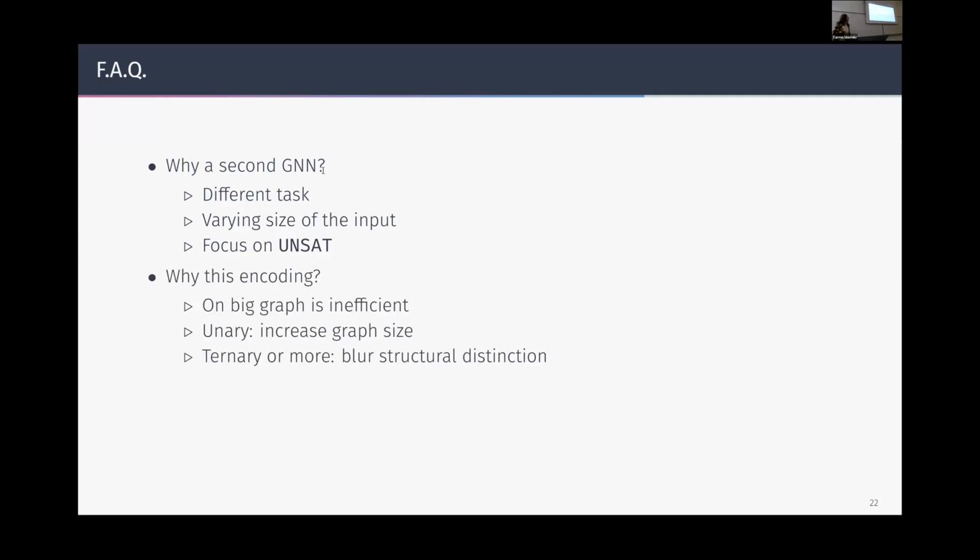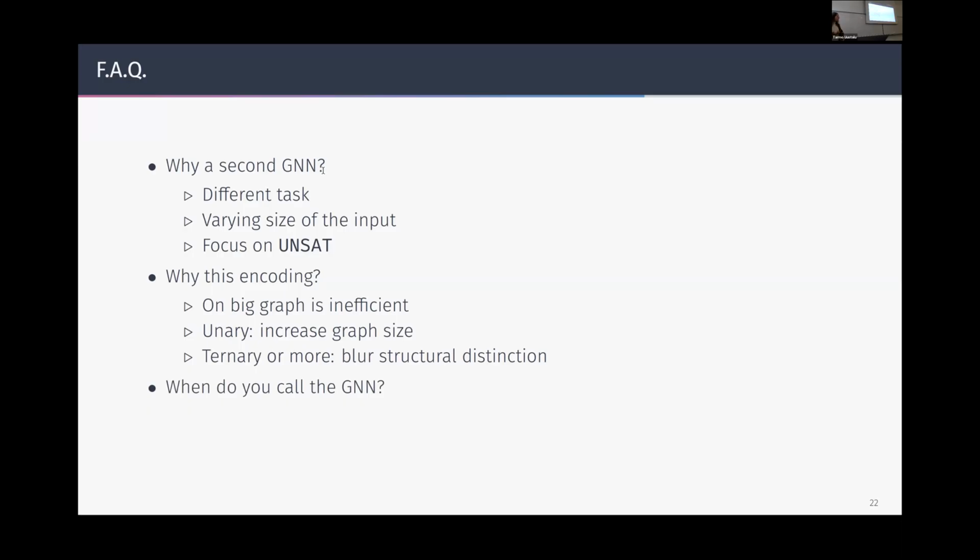About the encoding, it's mostly after empirical evidence. For the graph, in particular, a unary encoding would increase the size of the graph way too much for the GNN to use it efficiently, and for more advanced encodings like ternary or more, the coding would be too small and it would blur the structural distinction, making the whole GNN inefficient.